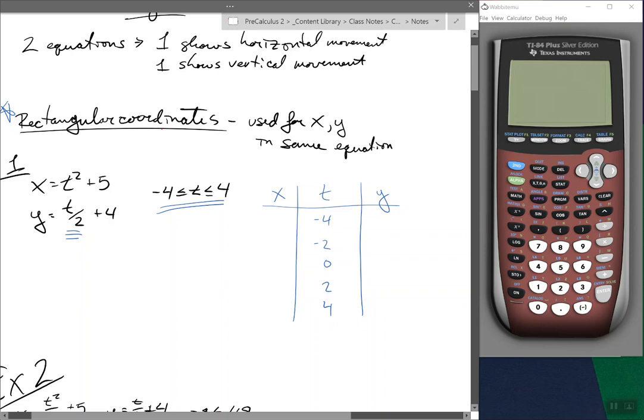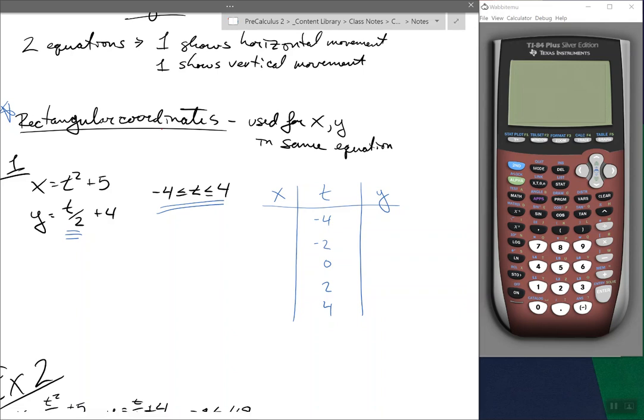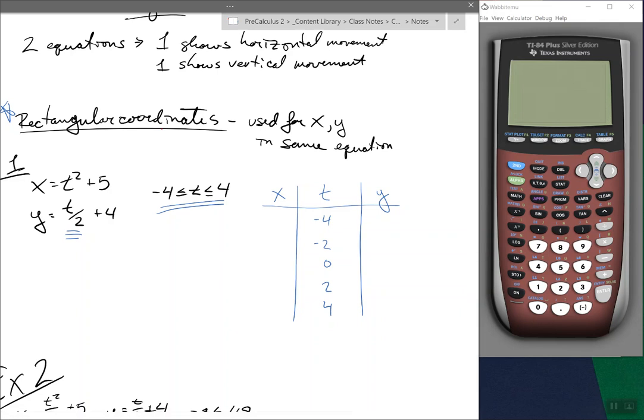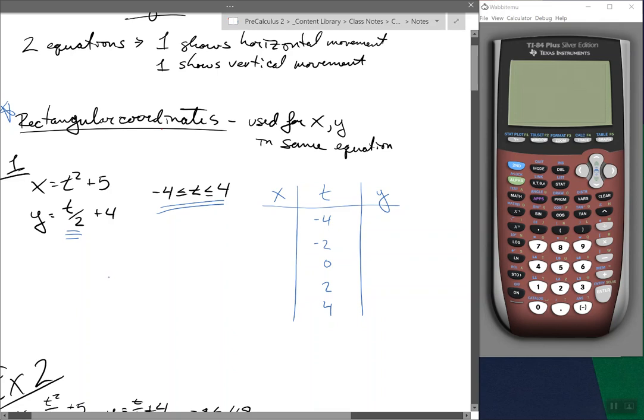Okay, and now we plug those in. So we want to plug each of them into the x and y. You can do -4 and plug it into both and then get 2 answers, or you can go down the list for x, which is what I'm going to do, and then go back down the list for y. So if I plug in -4 to the x equation, that's going to be negative 4 quantity squared plus 5. That's 16 plus 5, so 21.